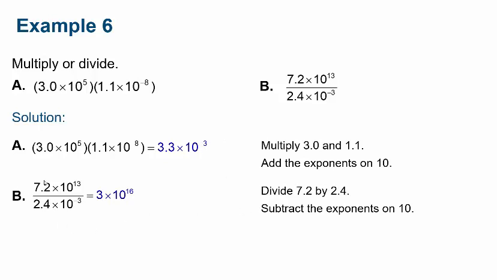Same thing over here. 7.2 times 10 to the 13 divided by 2.4 times 10 to the negative 3. The first thing you're going to do is take 7.2 and divide it by 2.4. And then you're going to go 13 minus negative 3. So minus negative 3 becomes plus 3. So 13 plus 3 will get me 10 to the 16th power.